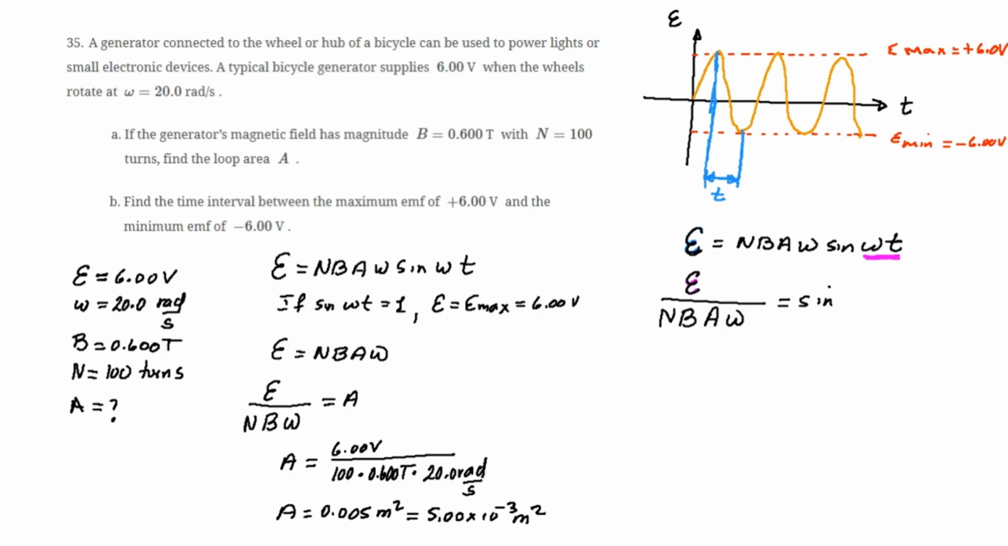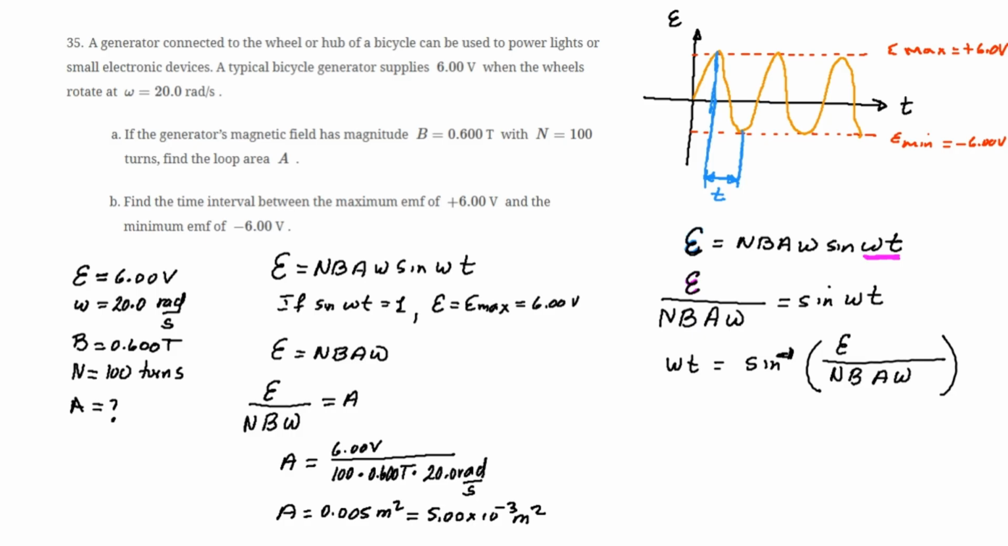Now, what is the problem? My problem is that I have to find the inverse function. So omega t would be the sine inverse of the electromotive force over the number of loops, number of turns, times magnetic field times area times omega. So you can calculate this now.